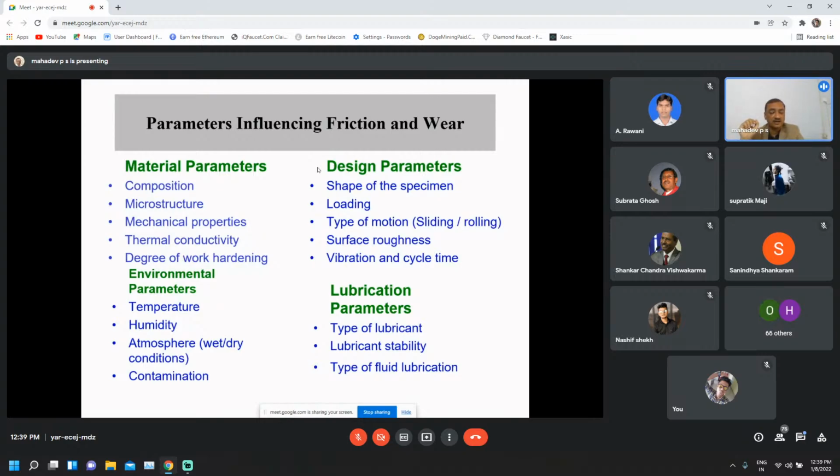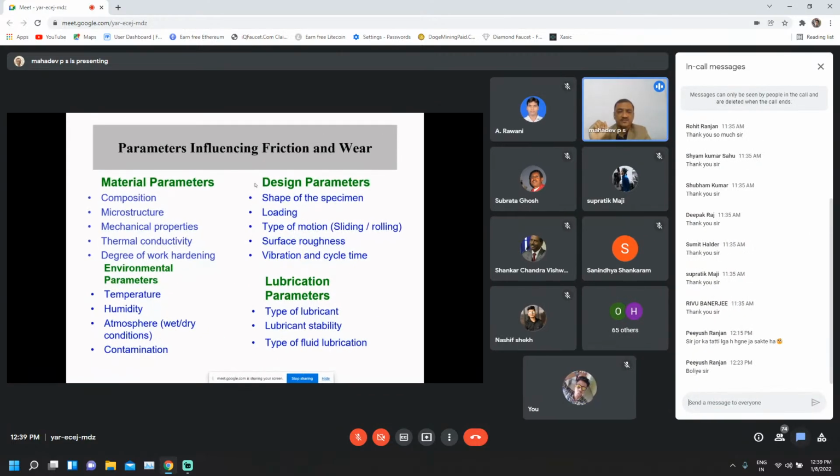And even the lubrication test. So there are two kinds of wear testing, or the tribology test, done: the dry testing and the wet, using lubricants. The type of lubricant stability and type of fluid lubrication also influence friction and wear. And environmental factors like the surrounding temperature, the humidity, wet or dry conditions, and the contamination in the lubricant. So these parameters are to be taken into consideration while we do tribo testing.